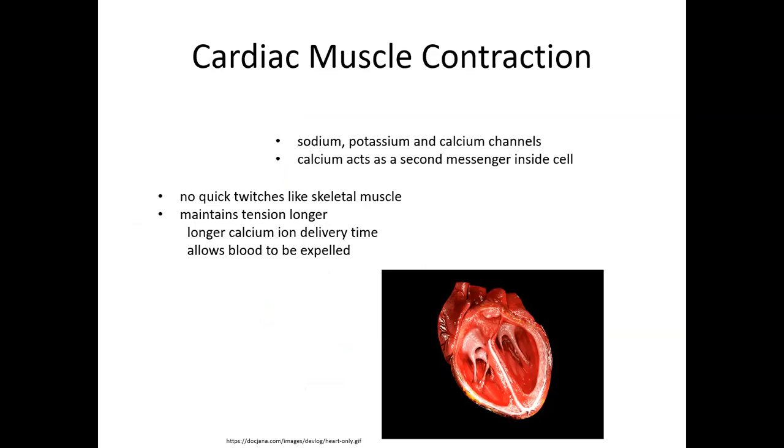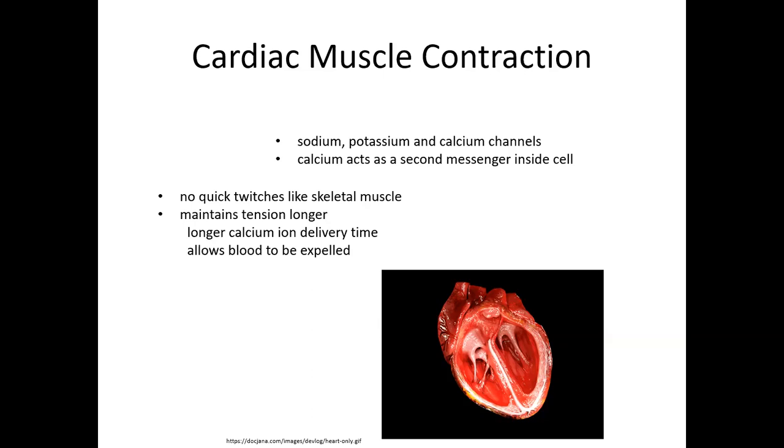However, the calcium channels were not involved at all in skeletal muscle contraction, but they are massively involved in cardiac muscle contraction. And this is because when calcium enters the cell through these calcium channels, it's going to act as a second messenger inside the cell. And as you recall, second messengers take time because something else has to happen. And so this results in that we're not going to have an immediate quick little twitch just like we had in skeletal muscle. It's going to maintain the tension longer. It's going to have more calcium ions come in, and it's going to allow blood to be expelled.